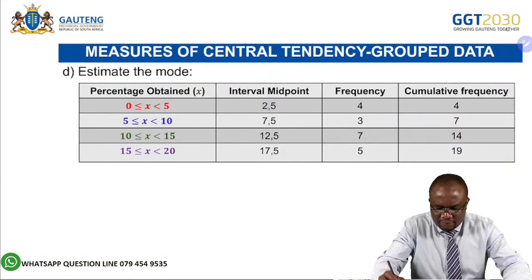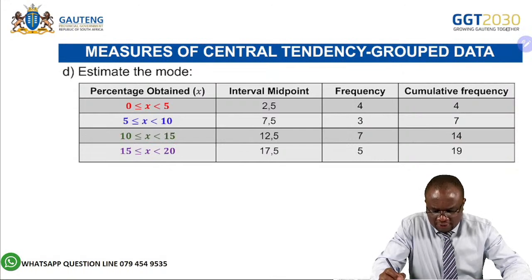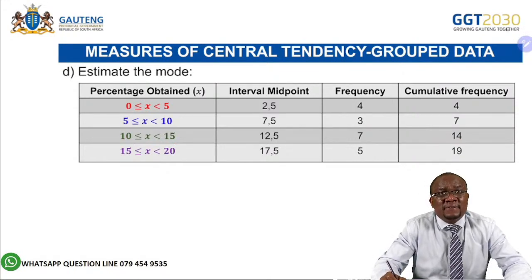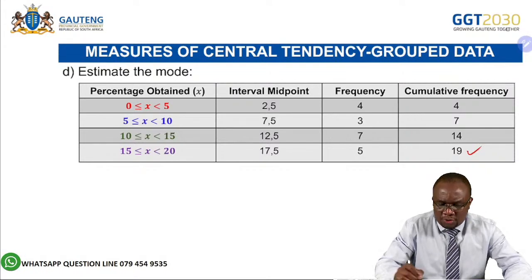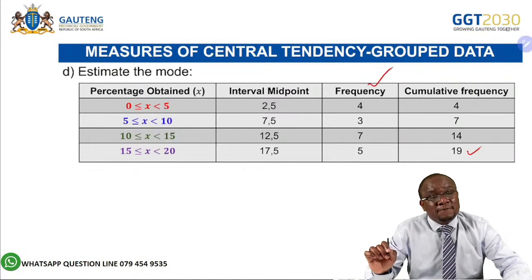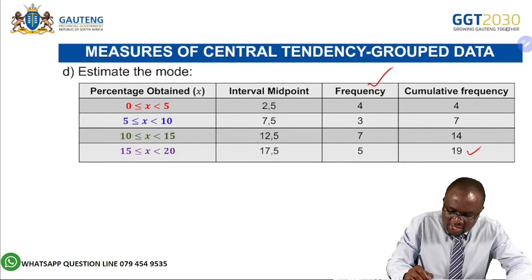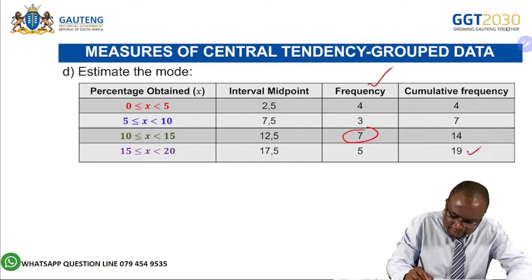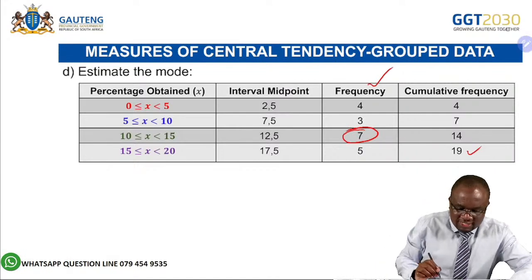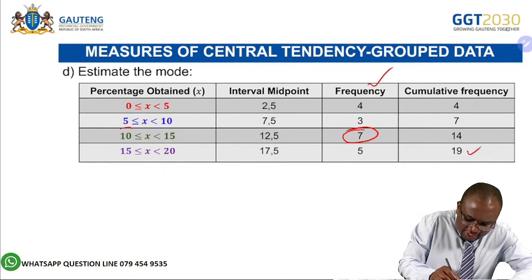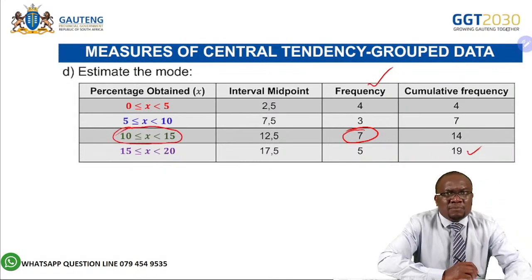Right, and then estimate the mode. Which one is the modal class first? The modal class interval, which one is it? Is it this one? No, it can't be. To find the modal class interval, we use the frequency, not the cumulative frequency. Please don't make that mistake. The one with the highest frequency here is 7. So the modal class interval here is 10 to 15.